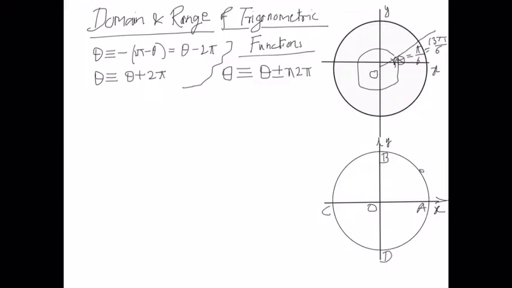Let us consider a point P on the periphery of the circle so that this line OP makes an angle of theta with the positive x-axis in the counterclockwise direction.